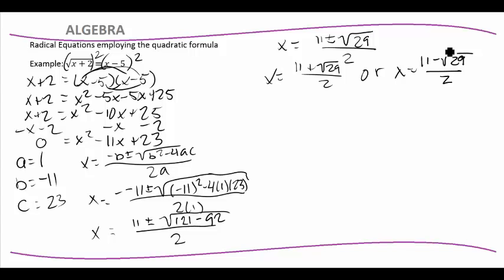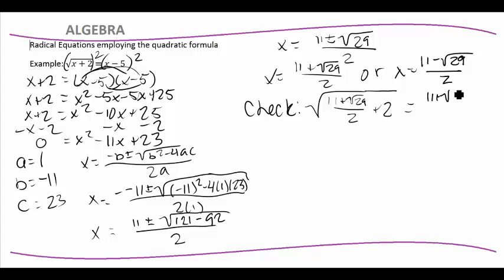I'm keeping it in this form because I want the exact answers when I go back to check and make sure my answers are correct. So we're going to check now. We're going to plug these into the original equation. So let's start off with the positive version. We're going to plug in x equals 11 plus the square root of 29 over 2 into the original equation. So we're going to have the square root of 11 plus the square root of 29 all over 2 plus 2. That's going to equal 11 plus the square root of 29 over 2 minus 5.